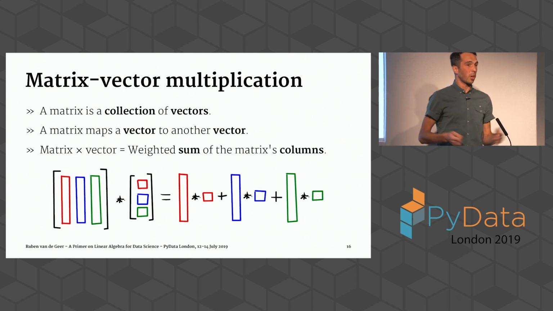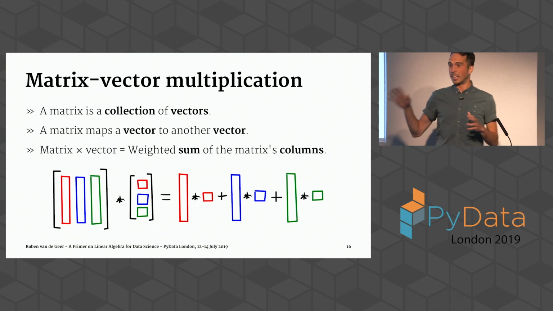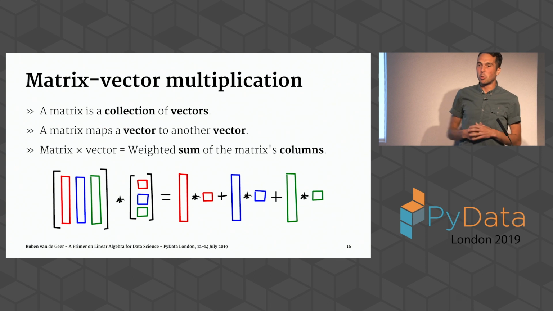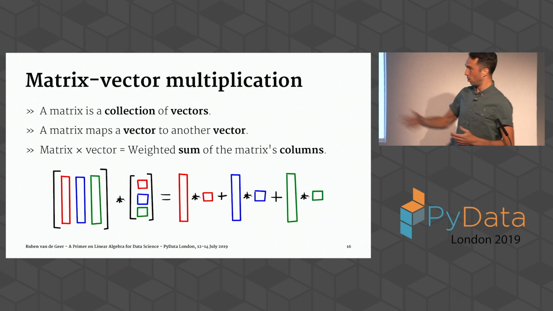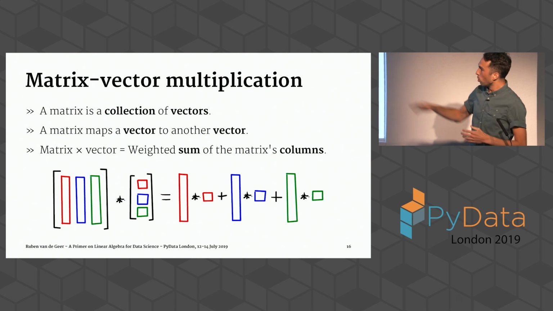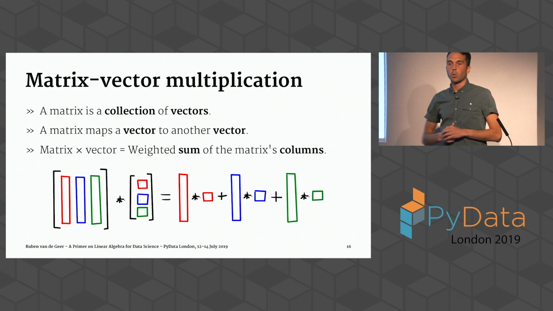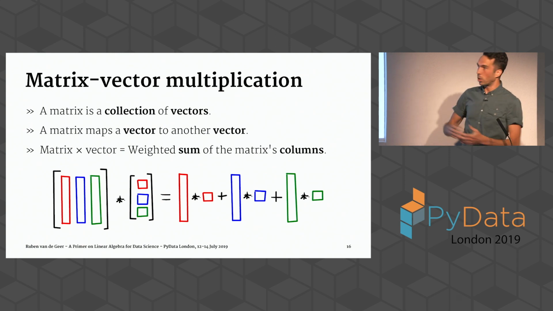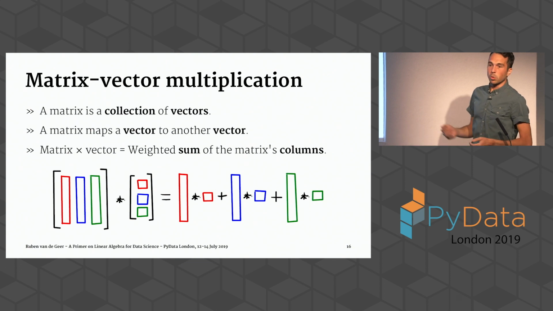I really hope that someone had told me this 20 years ago when I was in high school, because for me this is the most useful explanation of what matrix vector multiplication is. You see it here. You just take a sum of the red, the blue, and the green column, only you weigh it according to the corresponding elements in the vector. So this also means that the number of columns in the matrix should be equal to the number of elements in the vector.